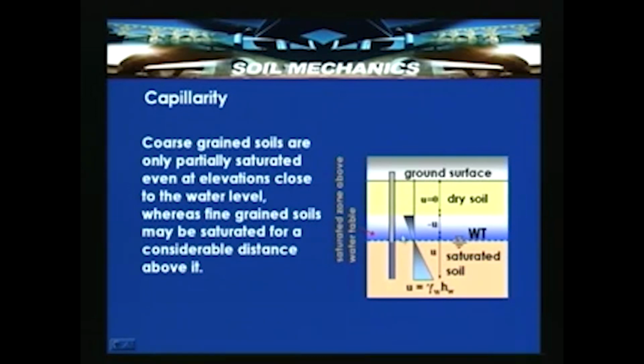So, this negative pore water pressure is also referred to as suction pressure. So, U or UW is also minus gamma W HC, which is also referred to as a suction pressure. So, by substituting the value of HC, we can also obtain this suction pressure.